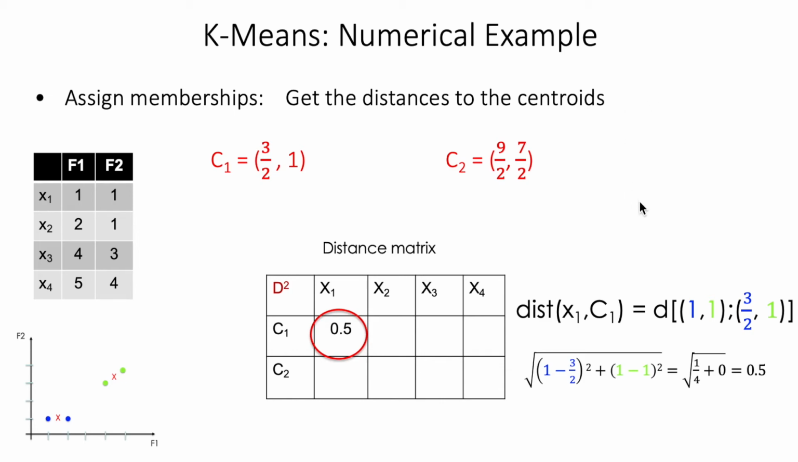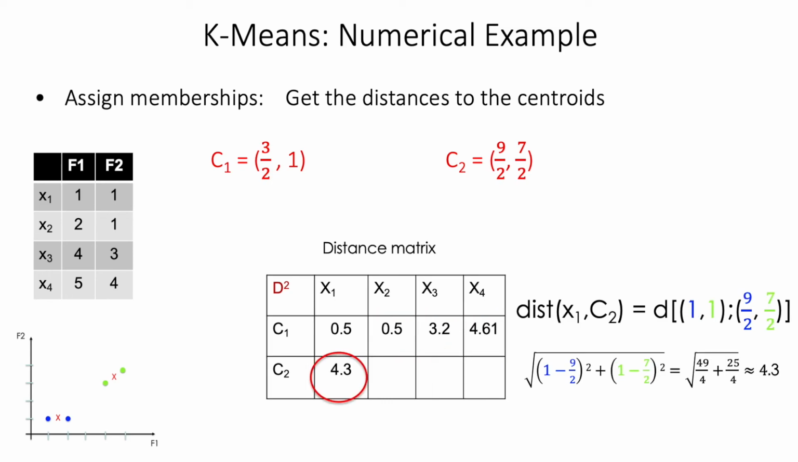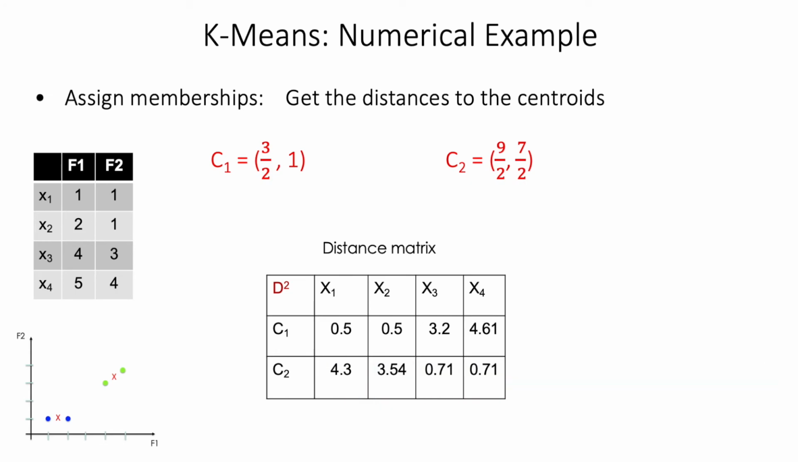Again, we know that to get the new memberships, we need to get the new distance matrix called D2. So again, we need to go over every data point and calculate the distance between the data point and each of the centroids. So it'll be X1 and C1. Now the distance is not 0 anymore, it's 0.5, as you can see, because C1 changed. The distance between X2 and C1 is also 0.5. And we go over every data point calculating the Euclidean distance, right? So finally, we get our D2 distance matrix.